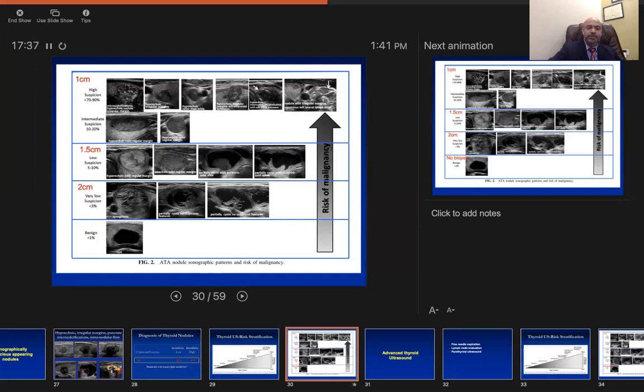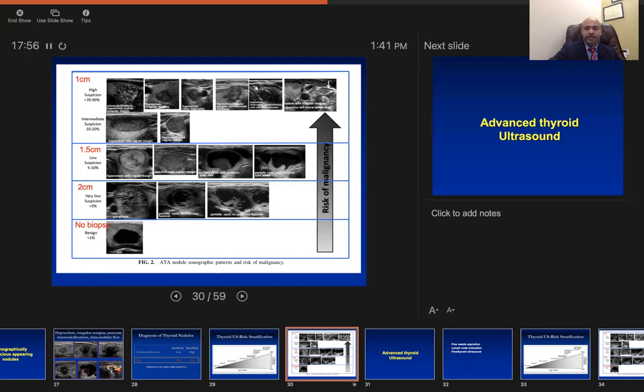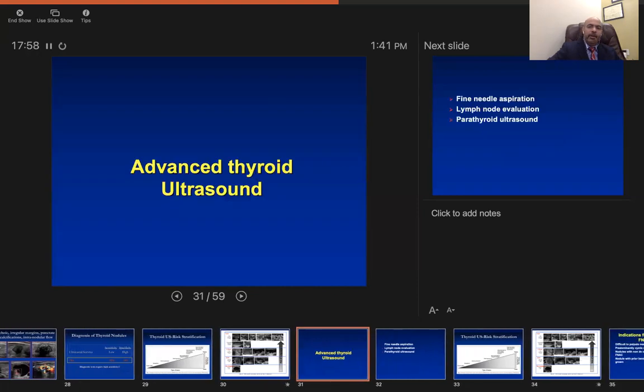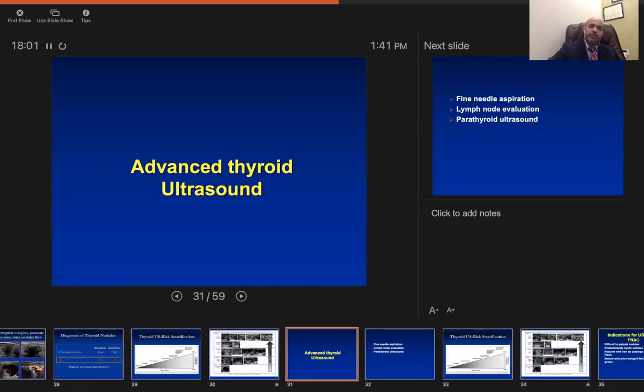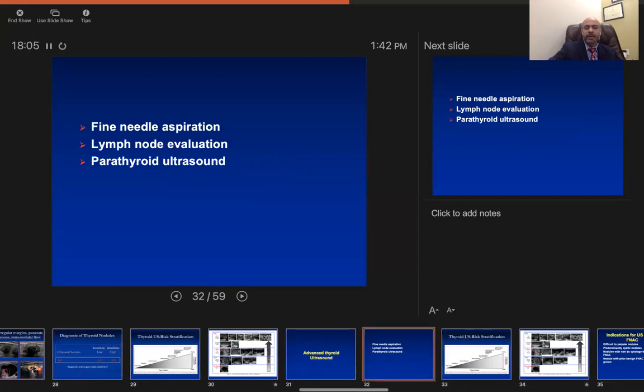And for very low suspicion, this says 2 centimeters, but I really don't subject a spongiform nodule to FNA unless there are certain other features which are making me worried, such as an abnormal looking lymph node. In that case, I'll go after that lymph node rather than doing FNA on the spongiform nodule. And obviously for cystic, there is no need for FNA. So there are just a few minutes left, and we're going to go over the advanced thyroid ultrasound quickly.